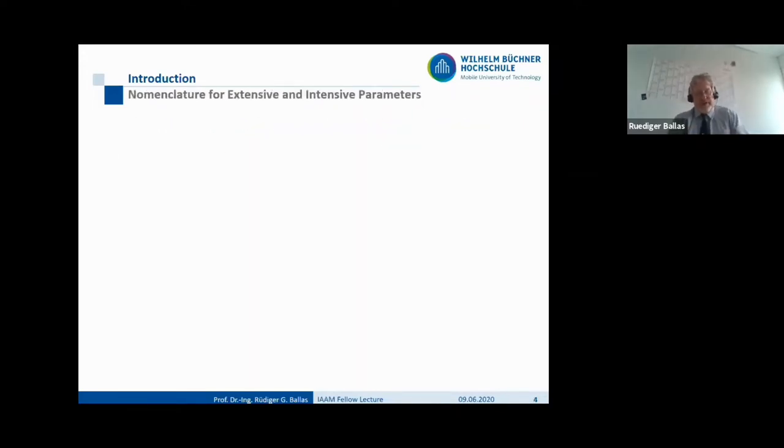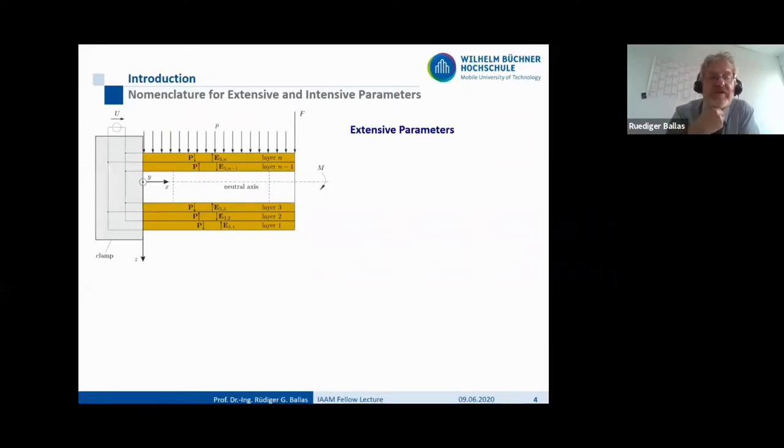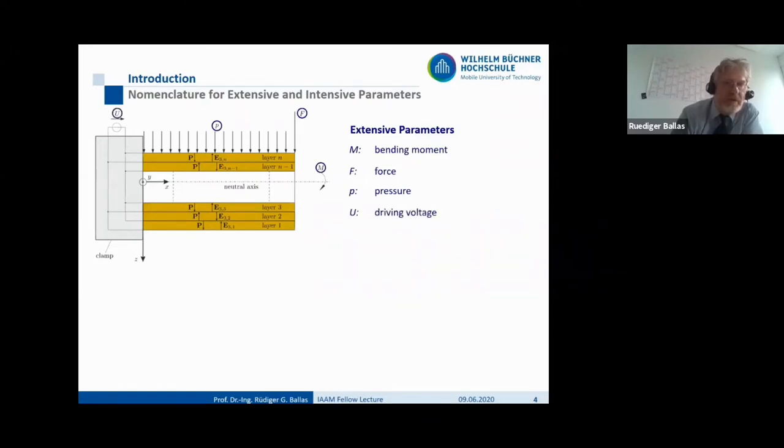So that you understand the lecture much better, I want to introduce some nomenclature for extensive and intensive parameters. For the extensive parameters, as you can see in the left picture, I have first of all the bending moment, that is a moment that can act from the outside on the bender's tip. Also, a force applied to the bender's tip, and a pressure load acting over the above layer. And also, an electric driving voltage can be applied to the bending actuator.